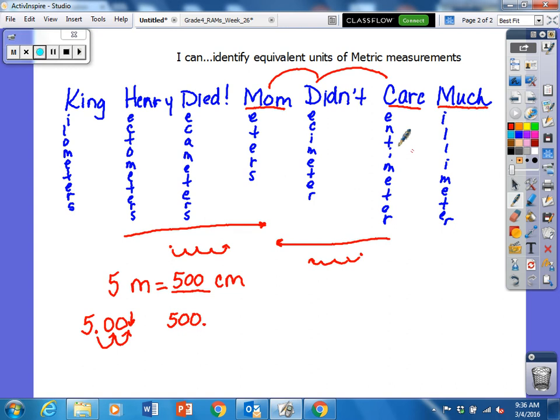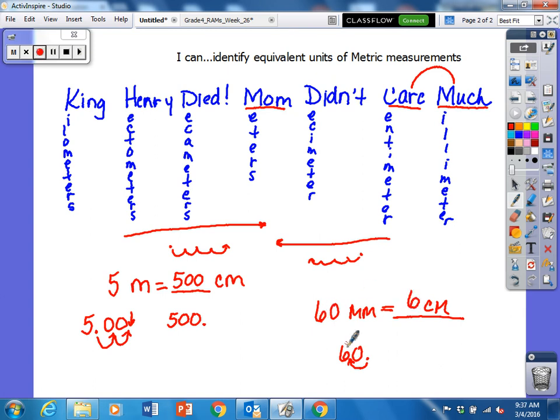If I'm going to go from the other direction, I can erase my little jumps here so that it doesn't distract anyone. If I've got, I don't know, 60 millimeters, and I want to know how many centimeters that is, then I would go the other direction. So 60 would have my decimal point here, and if I go from millimeter to centimeter, I'm going back 1. So my decimal will go back 1 place. So 60 millimeters equals 6 centimeters.